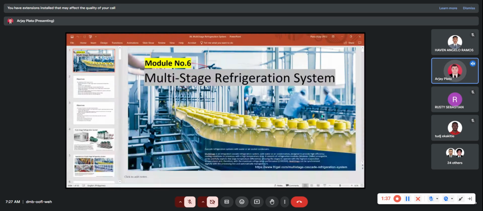So as of today, pwede na nating isynchronize yung digital or i-apply yung digital transformation sa refrigeration system. So with the processing line and automatically manage it. As you can see on our screen, so it is fully automated. The process is fully automated.